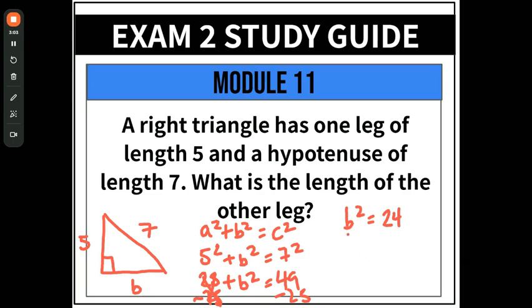And my last step is to take the square root of both sides to get b by itself. And I'm left with b equals 4.9.